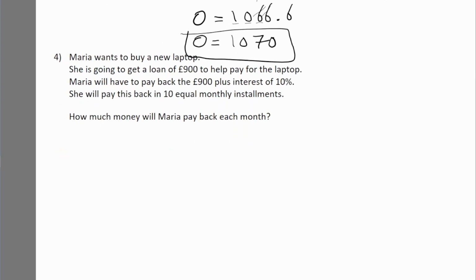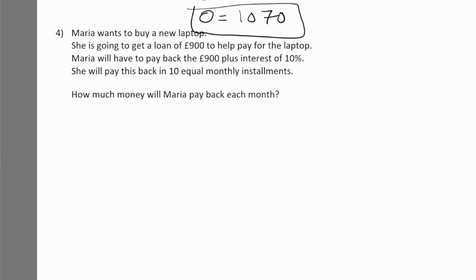Okay, let's take a look at question 4. Let me erase this part. Okay. Now, Maria wants to buy a new laptop. She's going to get a loan of £900 to help pay for the laptop. Okay. Maria will have to pay back the 900 plus interest of 10%. So she has a 10% interest on this 900. She will pay this back in 10 equal monthly installments. How much money will Maria pay back each month?